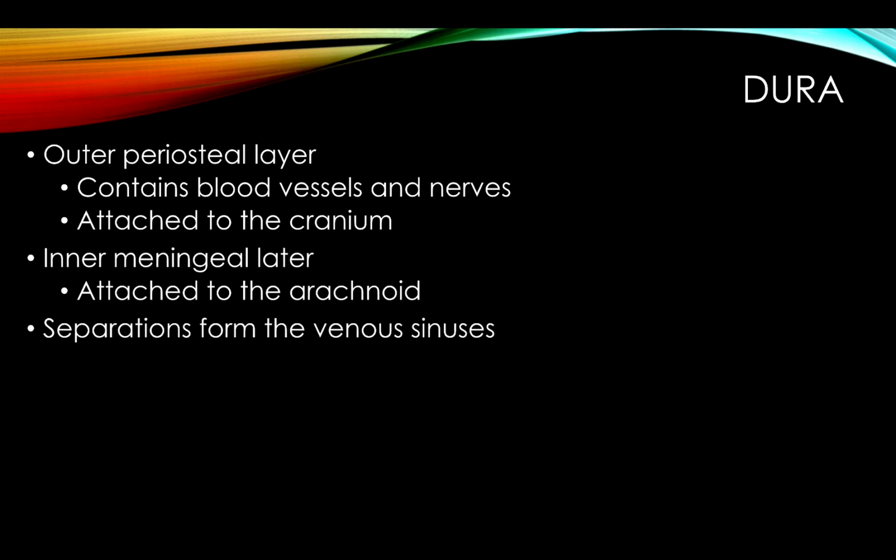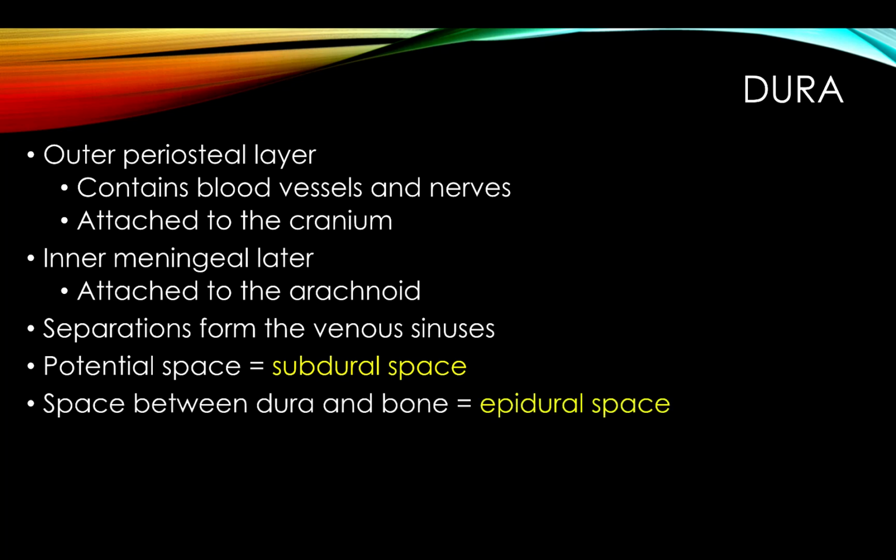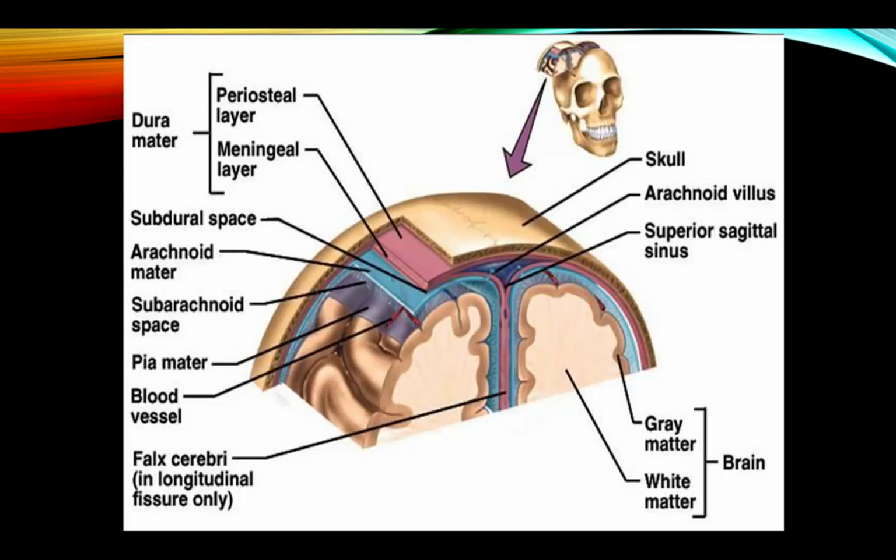Now, we'll see there are important separations between the outer and inner meningeal layer, and this is where the venous sinuses lie. So when we talked about the superior sagittal sinus, for example, that lies between these two layers of the dura. So there's an important potential space that lies underneath the dura, so above the arachnoid and underneath the dura, and this is called the subdural space. Very important clinically. We also have a space that lies between the dura and the bone, and this is called the epidural space. Again, very important clinically.